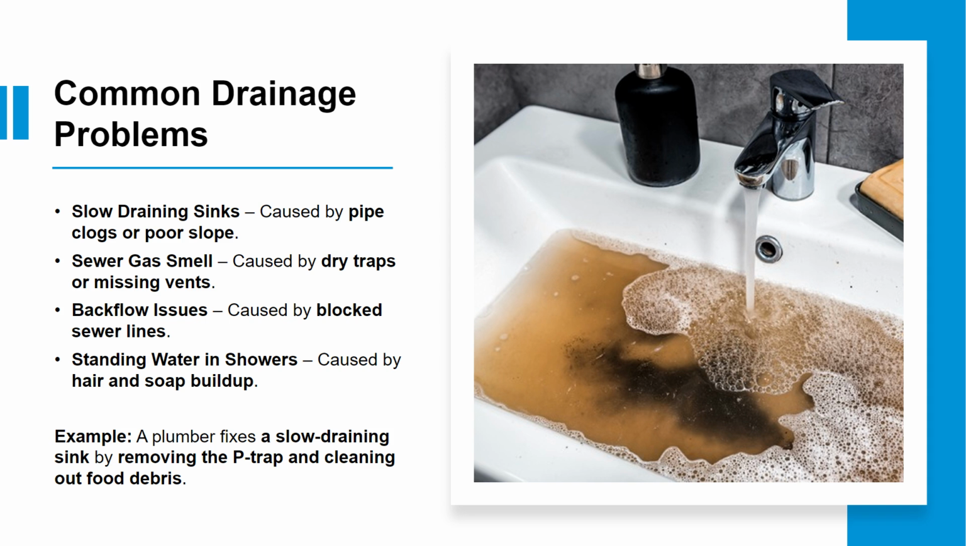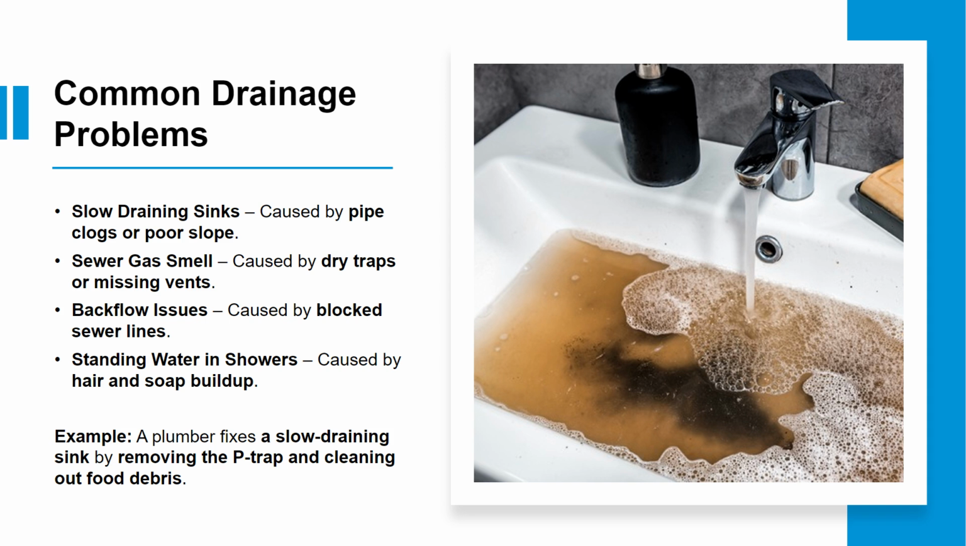1. Blocked drains. The most frequent issue. Caused by food waste, hair, grease, or debris trapped inside pipes or traps. Signs? Slow draining water, gurgling sounds, or water backing up. 2. Bad odors. This usually means a trap has dried out or been installed incorrectly, allowing sewer gas to enter the room. Fix it? Pour water into the trap or check for missing or misaligned fittings.